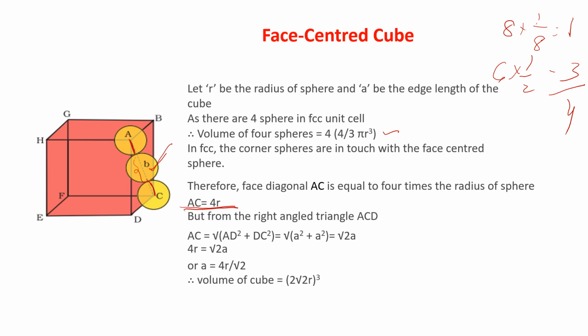But now, from the right angle triangle ACD, AC square is equal to AD square plus DC square. Now AC is equal to root over AD square plus DC square. Now that is A and A, because these two are the sides of a cube, so it comes to root 2 A. Now AC is equal to root 2 A and AC is equal to 4R, so you can equate these two. So 4R is equal to root 2 A. From there, A is equal to 4R by root 2, and the volume of the cube is equal to (2 root 2 R) whole cube.